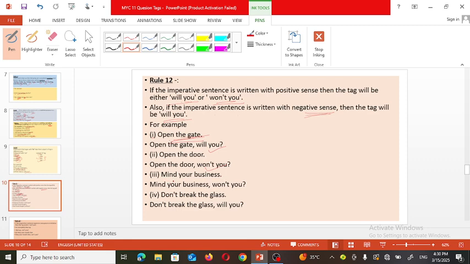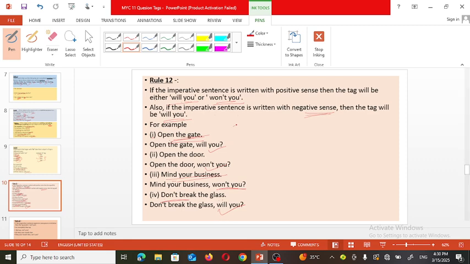Then, mind your business. It's a warning. It means you should not poke your nose into others' matters. So, mind your business. Won't you? Means we are expecting that he or she must mind his own business. And that's why we have added the tag in a negative sense. Okay. Then the last one. Don't break the glass. So it's a warning. Here it is already in a negative sense. So definitely your question must be positive. Will you?